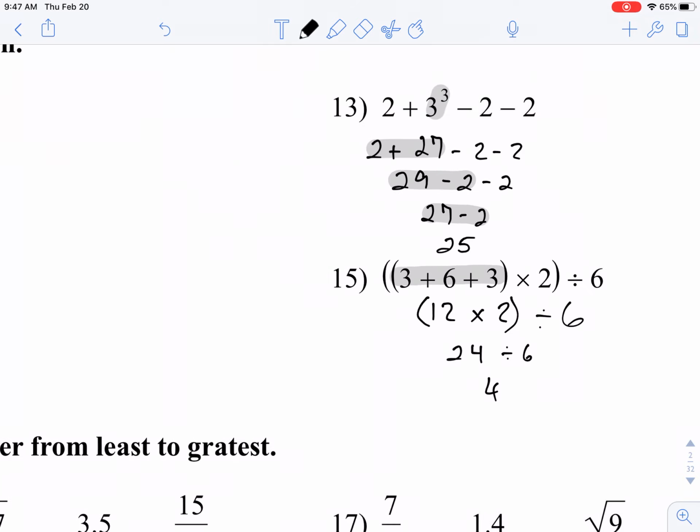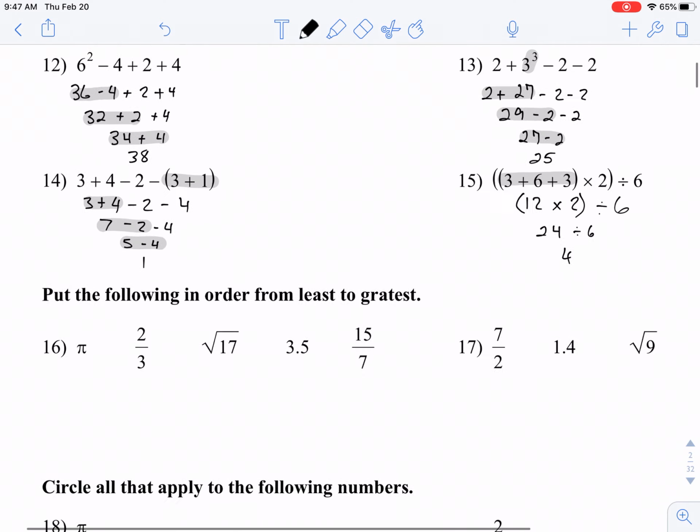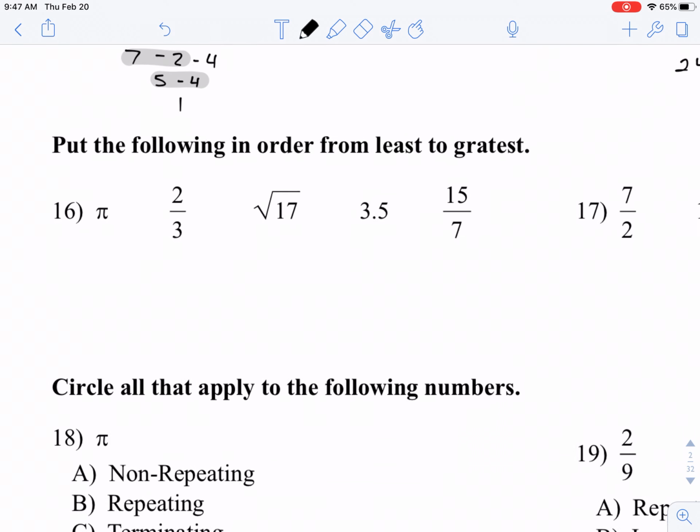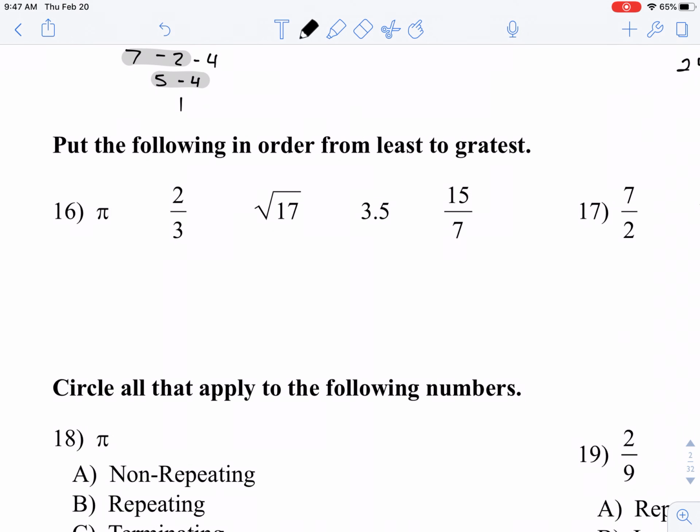The next step that we've got to do is place numbers from least to greatest. And to be honest with you, the only way to do this is to convert them all to the same thing. So either make them all fractions or make them all decimals. 90% of the time it is usually easier to make something all decimals.